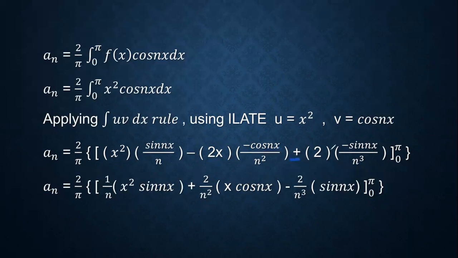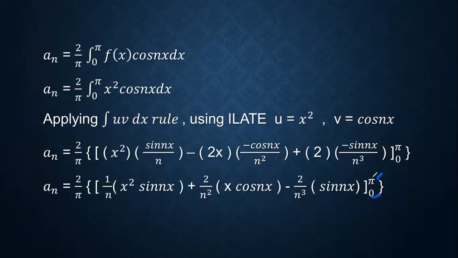Next is again plus into minus. Plus into minus is minus. So 2 by n cube is a constant, so keep 2 by n cube outside. Into that we'll have only the sin x term. So write only the sin x term. Then apply this upper and lower limit to this entire function.